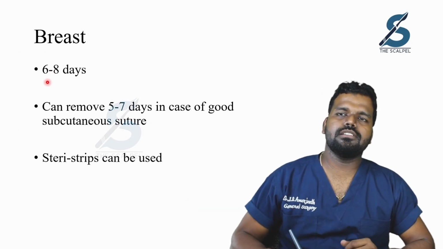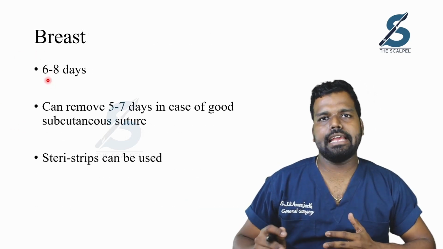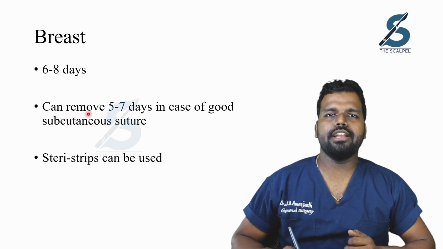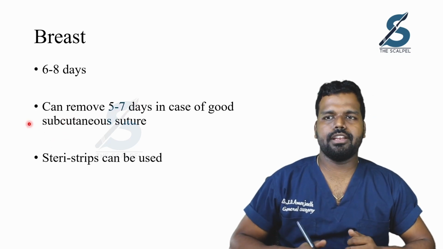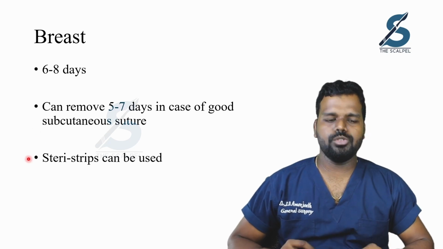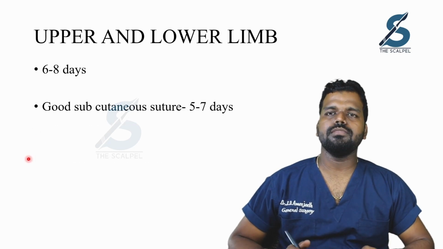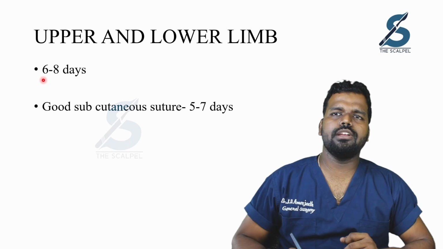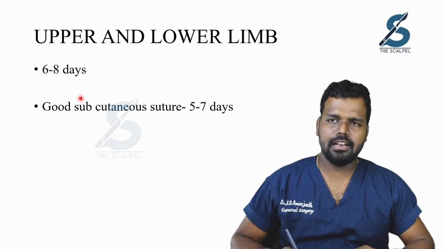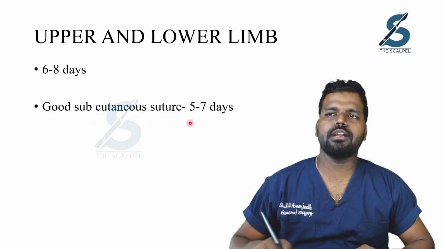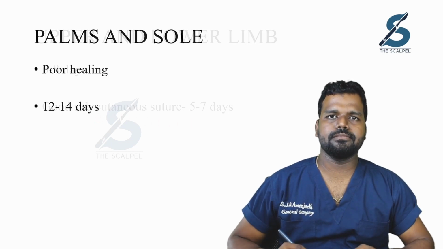Then for breast, the best time to remove the sutures is between 6 to 8 days, and you can remove the sutures between 5 to 7 days if you have done a good subcutaneous suture. In this also, you can use the steri strips. Upper limb and lower limb, usually it's good to remove the sutures between 6 to 8 days, and with subcutaneous suture, you can remove it between 5 to 7 days.